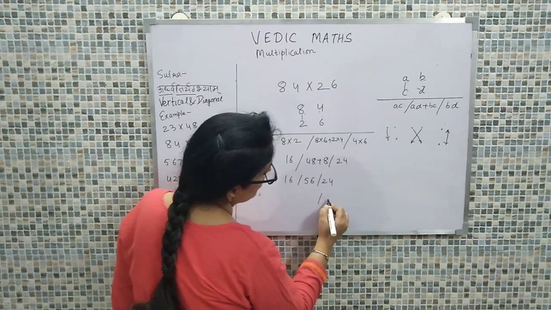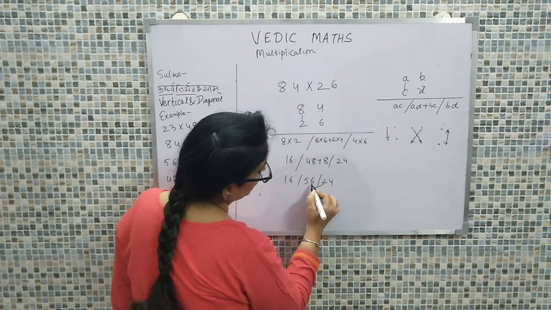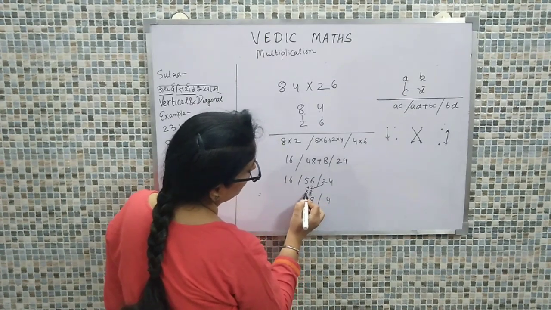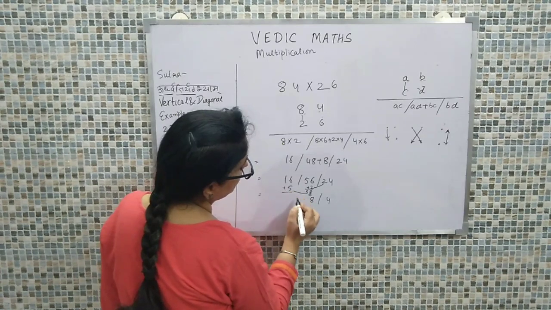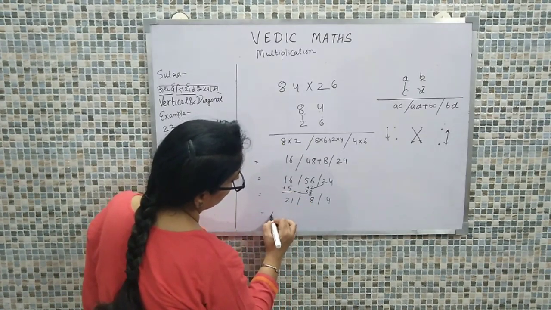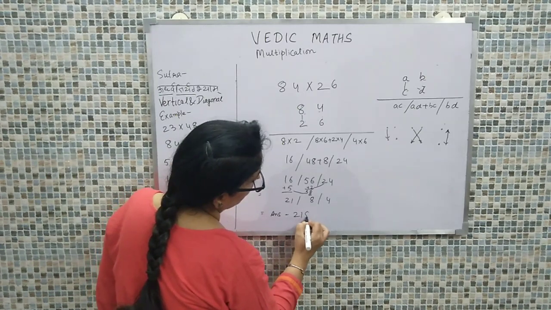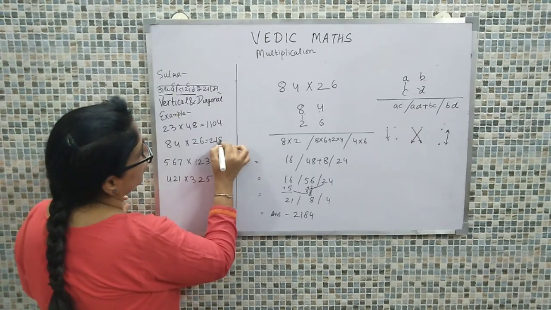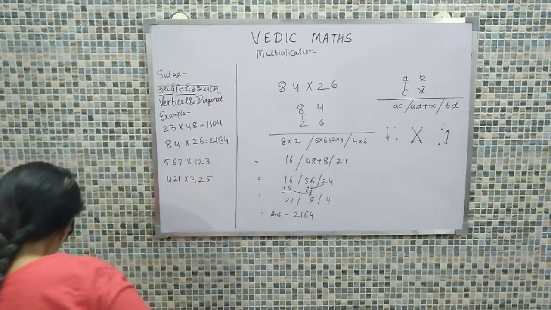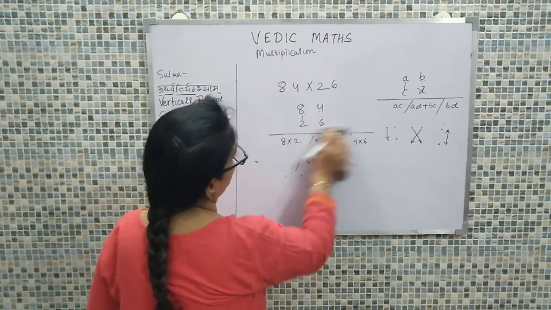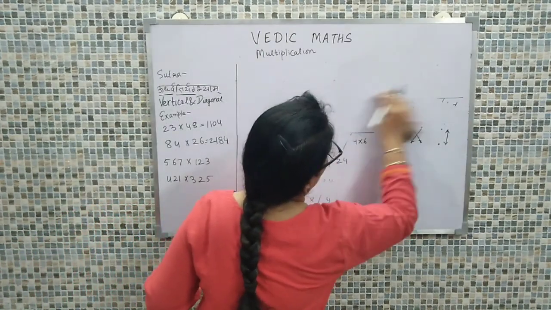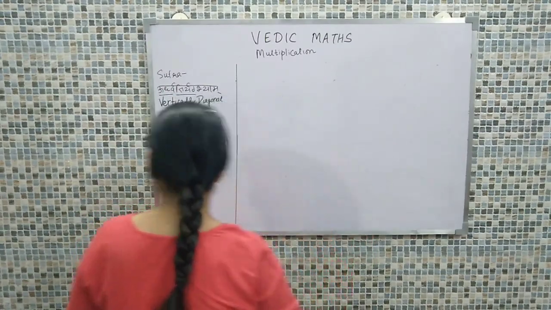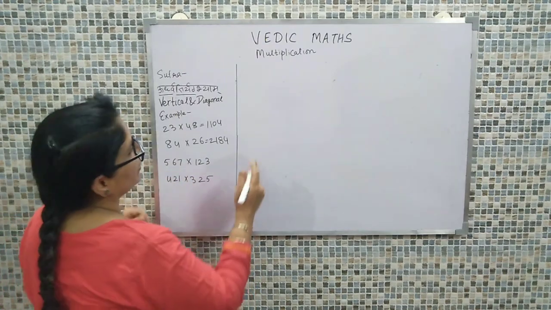Identifying the overflow in each case, we have 4, then 56 plus 2, that is 58. 8 is to be retained here, 5 will be overflow, and 16 plus 5 is 21. So the final answer will be 2184. So we have finished the 2-digit numbers and discussed 2 examples. Now we'll take the case of 3-digit numbers.